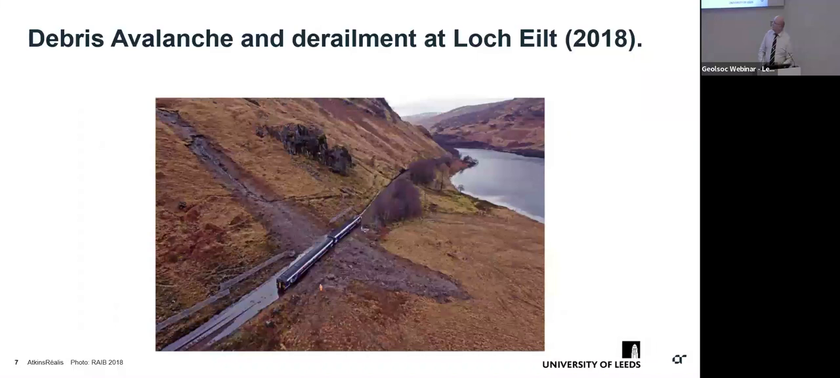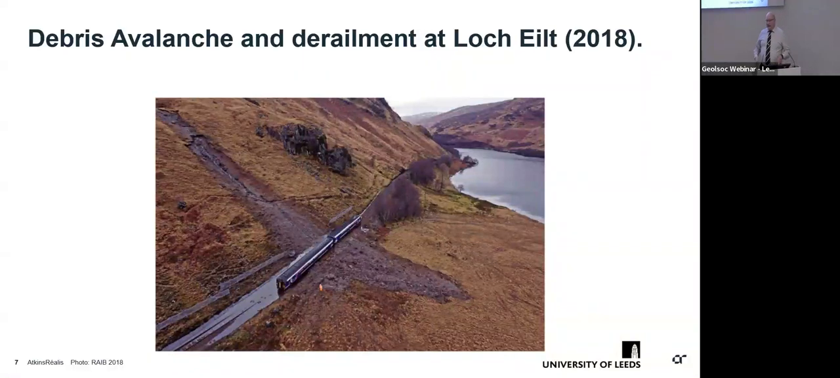My interest, of course, are in things like this. And this is a landslide that resulted in a derailment at Lochiel in 2018. The photograph is from the Rail Accident Investigation Branch investigation of the landslide. And you can see that this is a landslide that's actually traveled quite some distance.